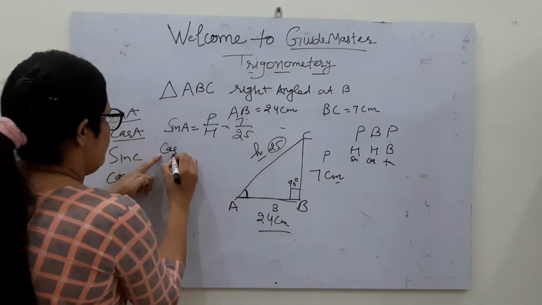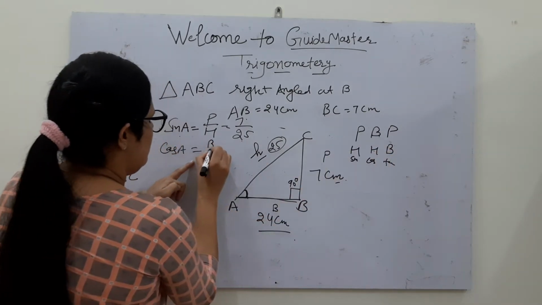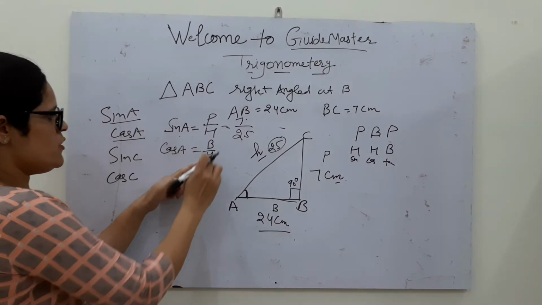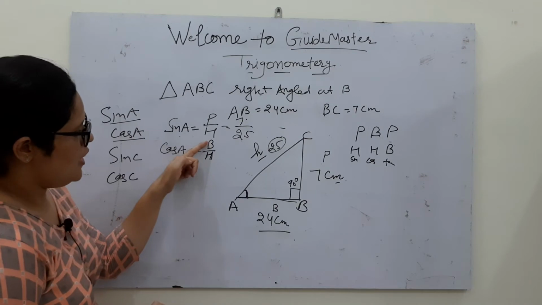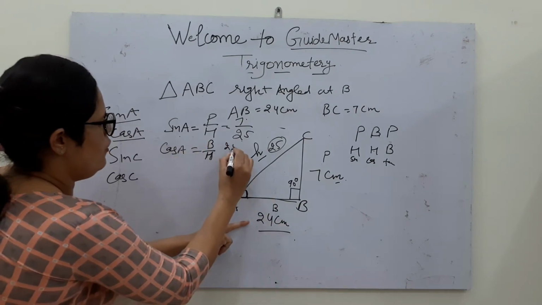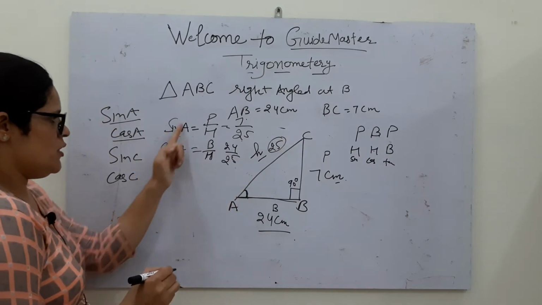Again cos A. Cos A is equal to B upon H. B is 24 and H is 25. So the values of sin A and cos A have come.